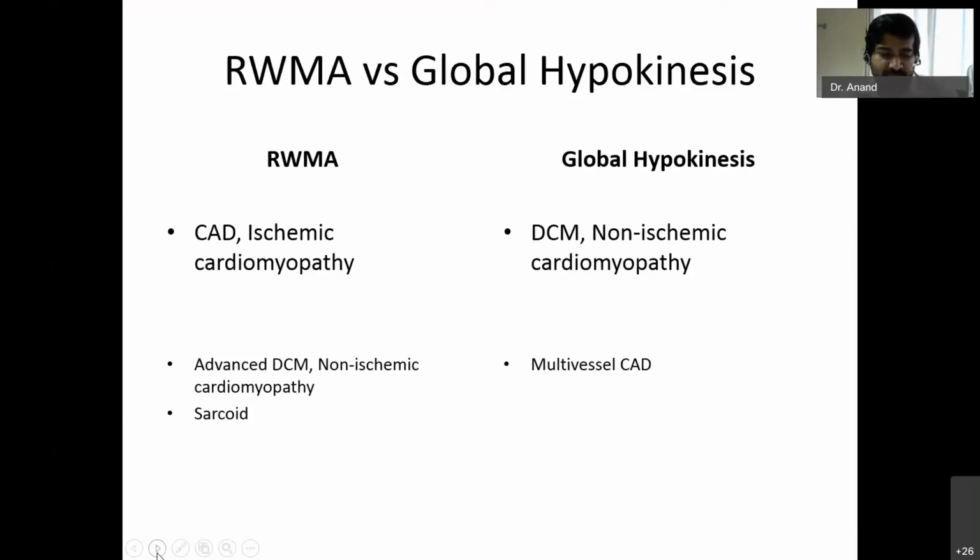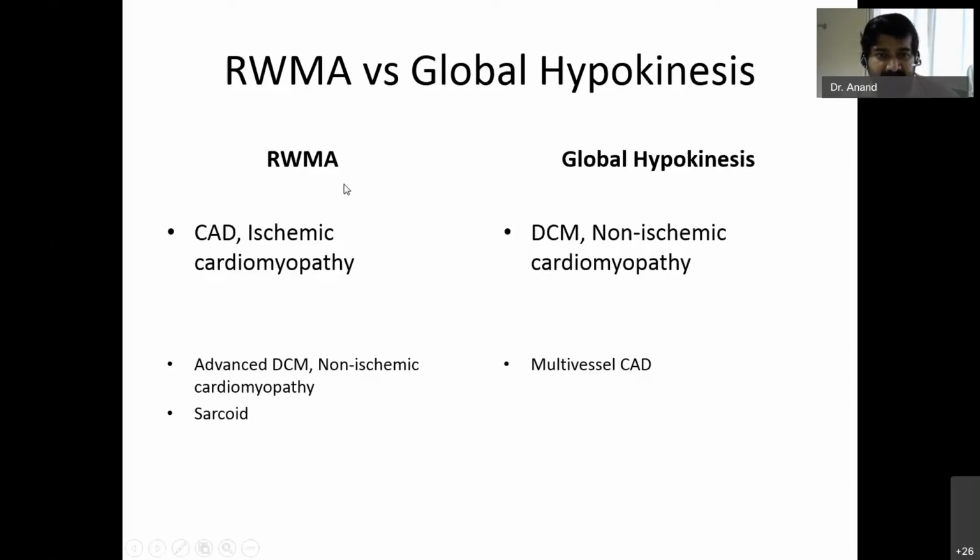So you would also be familiar with another term which is called global hypokinesis, which, as the name suggests, means all walls of the heart are not contracting well. Regional wall motion abnormality is only one or two of the walls, either anterior, inferior, or lateral. Global means all the walls are equally not contracting, and more commonly it is associated with a non-ischemic dilated cardiomyopathy, which tends to uniformly affect all the walls of the heart. So all the walls are equally hypocontractile.